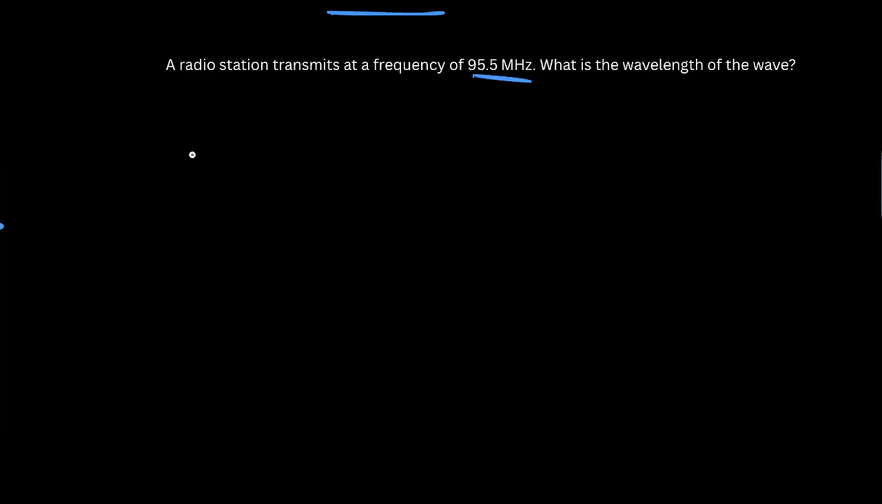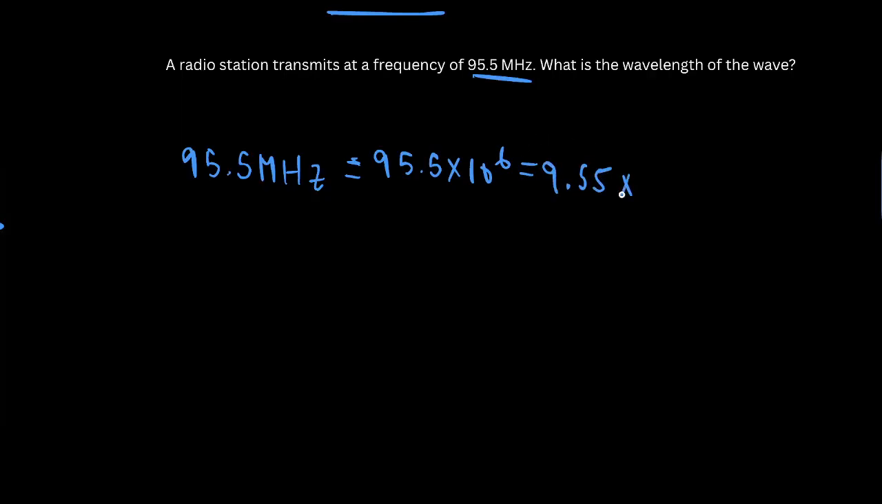And so if we have 95.5 megahertz, well, that's just the same as 95.5 times 10 to the 6th, or 9.55, if we want to write it in scientific notation, times 10 to the 7th hertz. So this is going to be the frequency value that we'll be using.